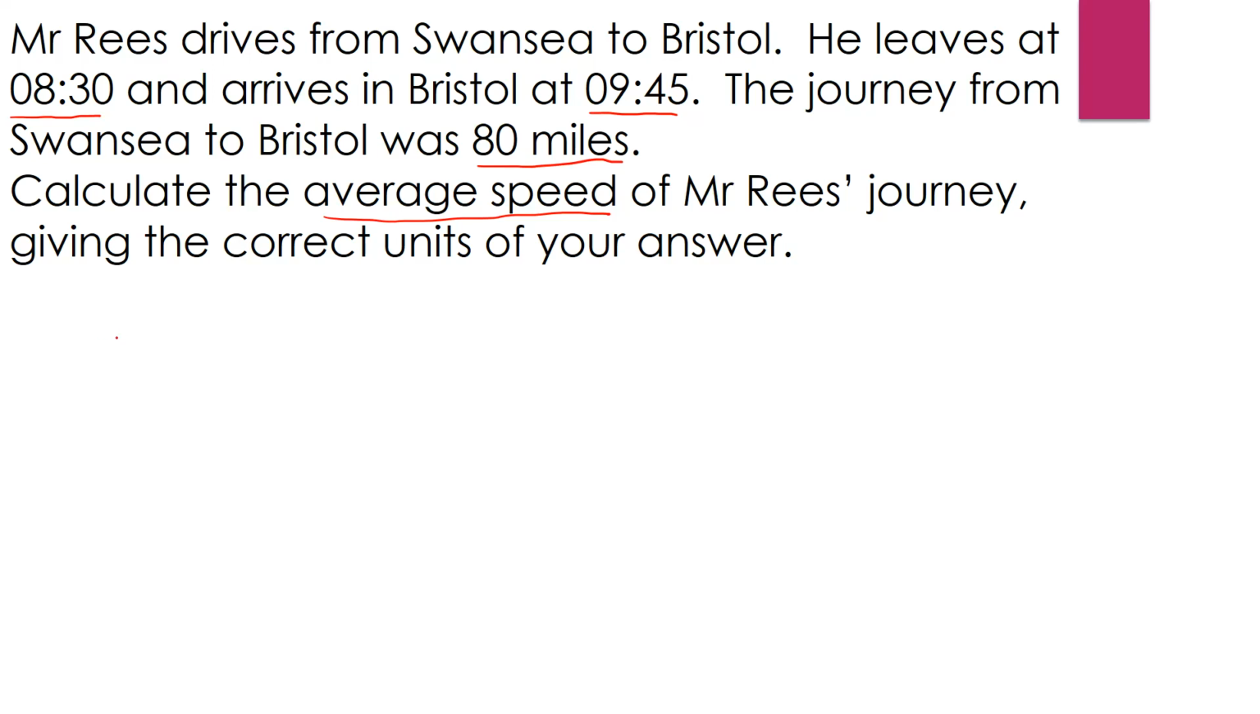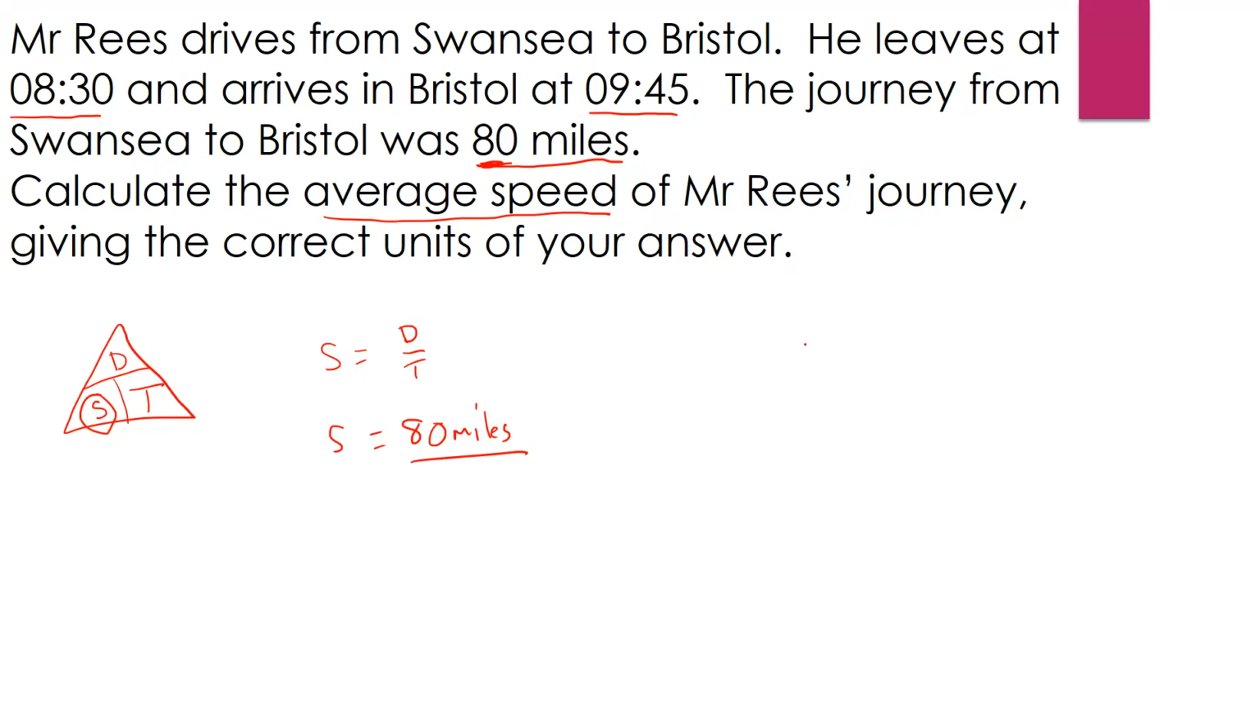So average speed then, just a quick reminder that in this video, we've had this triangle, so average speed is distance divided by time. So what do we know? Well, we know the distance was 80 miles, it tells us here. So we can write that in ready. But the time is not given in the question, so we have to work it out.